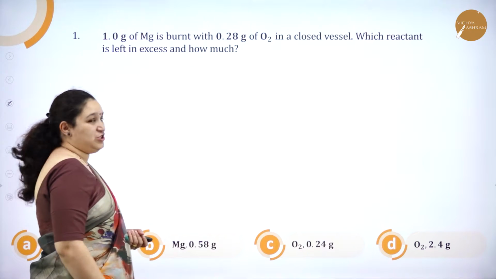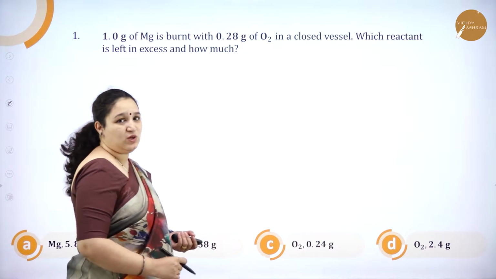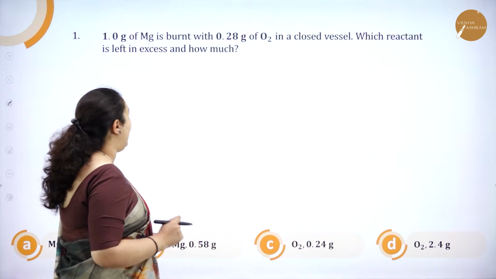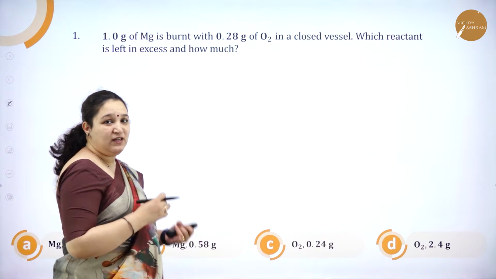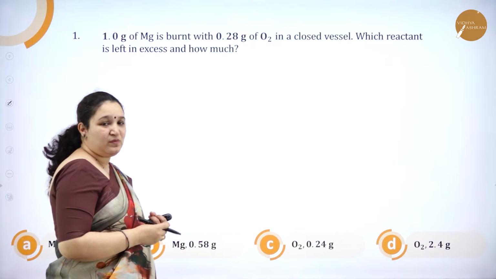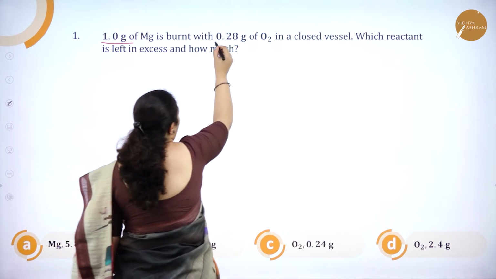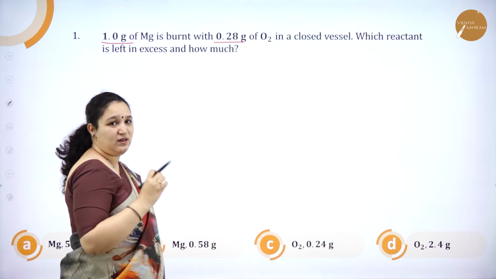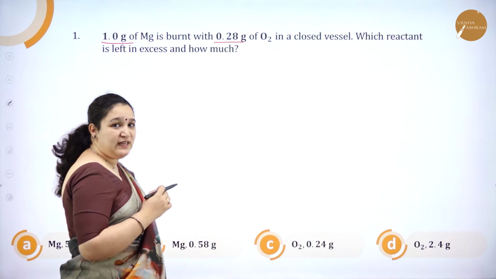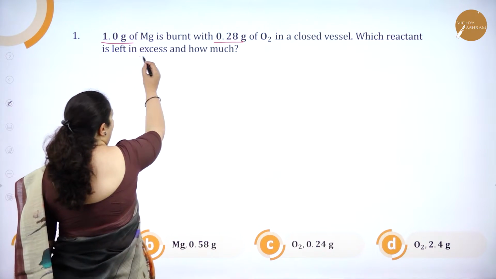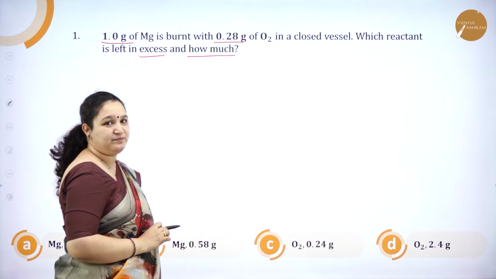1 gram of magnesium is burnt with 0.28 grams of oxygen in a closed vessel. Which reactant is left in excess and how much? So they have taken magnesium and oxygen for reaction. They have also given us the mass of magnesium and mass of oxygen which was taken in a closed vessel. Now we have to find out which of the reactants is in excess, and how much of it is left behind unreacted.